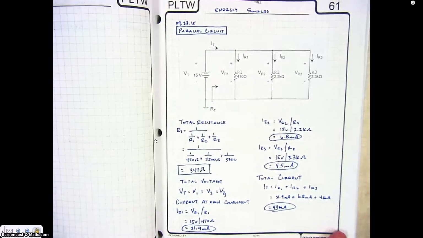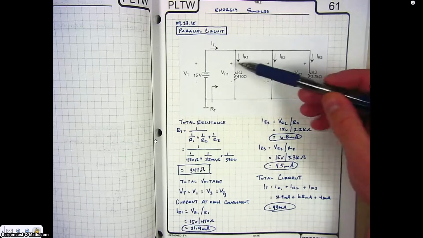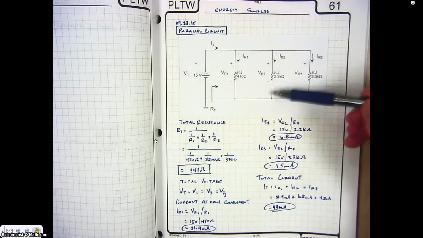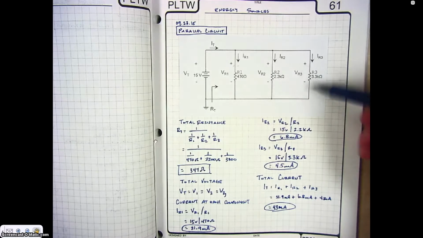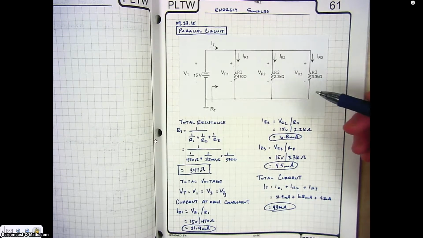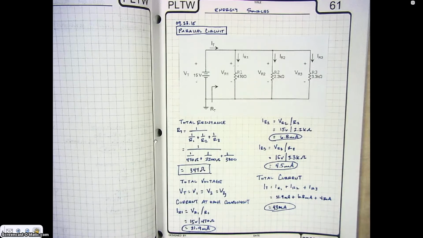Alright, so those are the keys to a parallel circuit. Remember that in a parallel circuit, the voltage is constant. It's the same measurement. It's 15 volts no matter where I'm taking the reading on the circuit. The current is variable. It changes, which is the opposite from a series circuit where the voltage is variable and the current is constant.